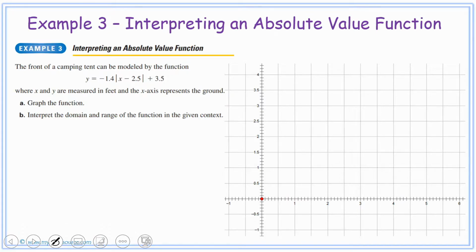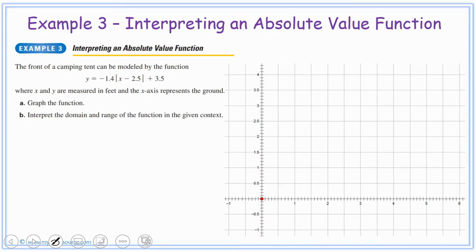So the front of a camping tent can be modeled by the function y equals negative 1.4 times the quantity absolute value of x minus 2.5, plus 3.5, where x and y are measured in feet and the x-axis represents the ground. So this should look like the front of a camping tent. And since we're using the absolute value, we know it's going to have a V-shaped look. Now this negative lets us know that it opens downward. So it's going to look something like that versus something like this.